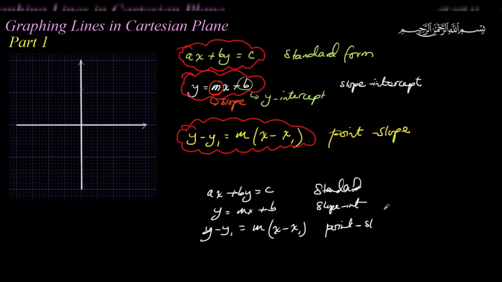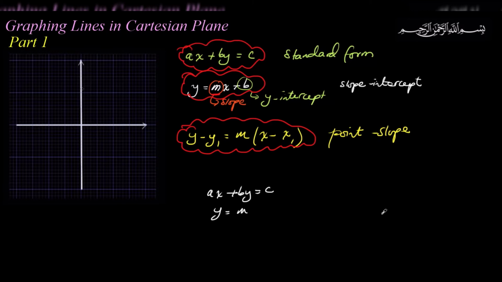So if somebody would ask you, what are the 3 common ways you can write lines, you should be able to say these from your memory without hesitation. So the 3 ways of writing lines are the standard form, the slope intercept form, and the point slope form. Now, if you're given a line that's in these forms, there are different strategies of graphing them.